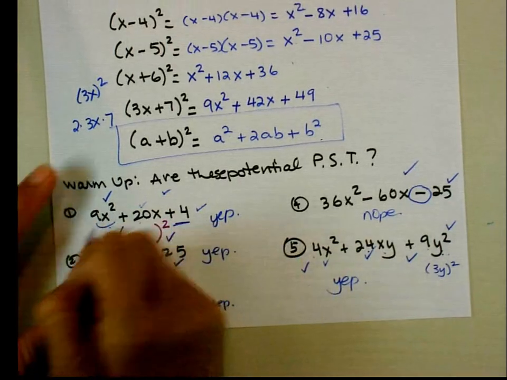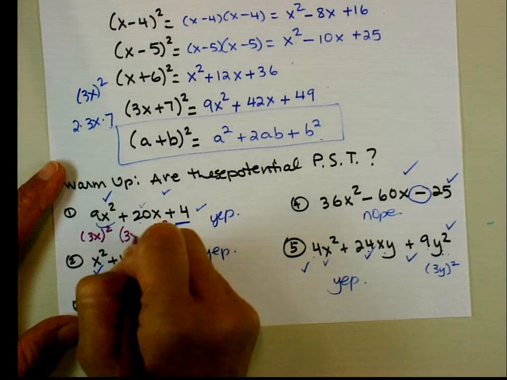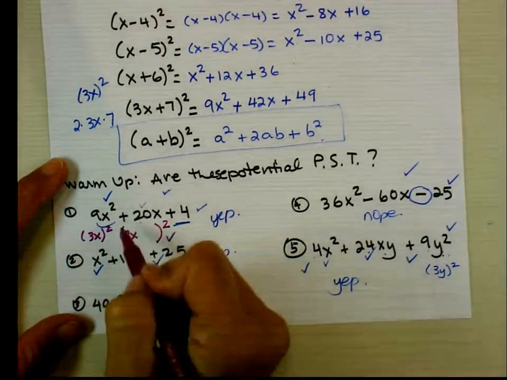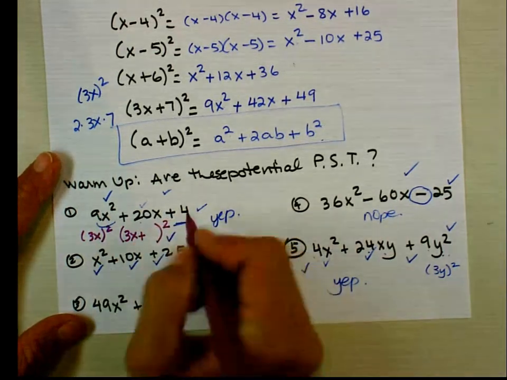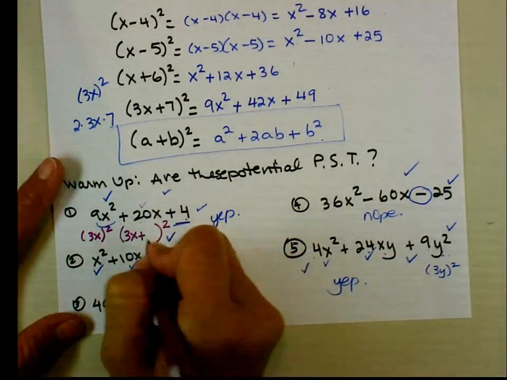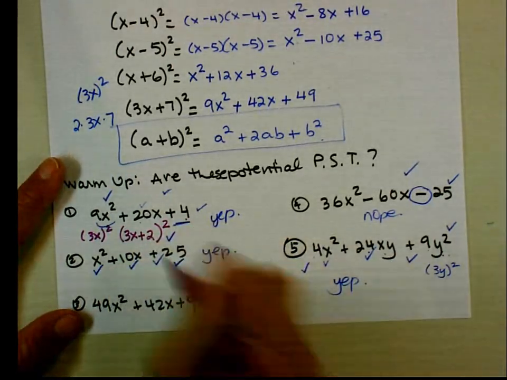Right, so 9x squared is (3x) quantity squared. So that would go in the first spot. The middle term's positive, so I'll put a plus in the middle. And then I'd need the square root of 4, which is 2, because 2 squared gives me 4. Okay, so this would be my guess.